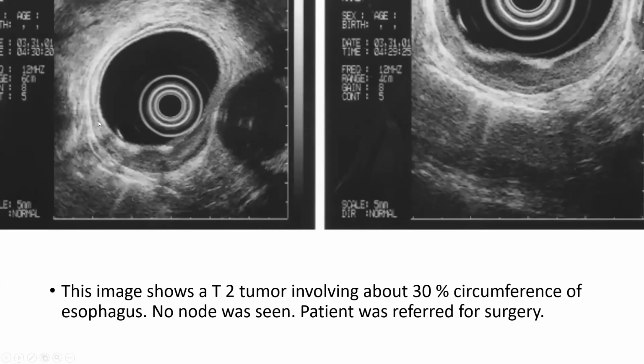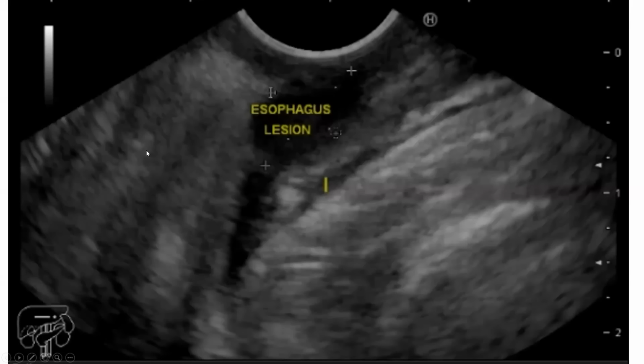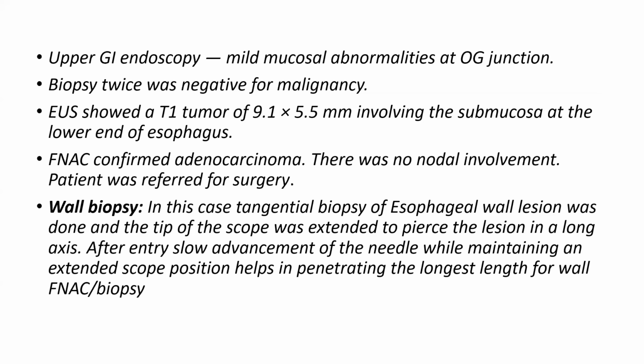So the submucosa is here. It is this muscularis mucosa. Submucosa has been eaten up. When you follow this, in this place, submucosa has been eaten up. So this is an esophageal lesion, and this is the early esophageal cancer lesion. So we do upper GI endoscopy, we see abnormalities, we biopsy. In this case, EUS showed a 9.1 into 5.5 centimeter lesion, and FNAC confirmed adenocarcinoma.